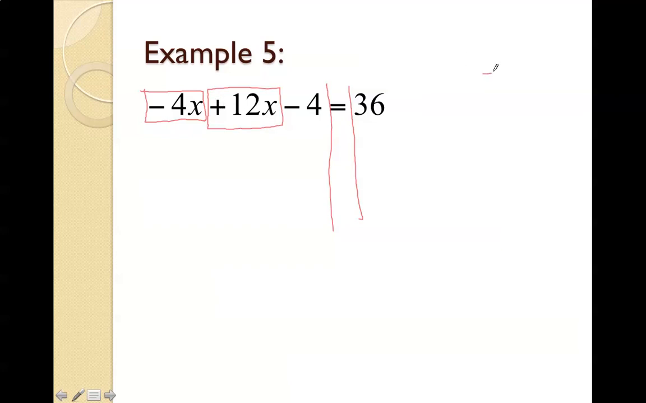If I just come over to the side, negative 4 plus 12, my signs are different, so I'm going to subtract. 12 minus 4 is 8. Take the sign of the larger number, so it is positive. So this becomes 8x. Bring everything else down, minus 4 equals 36. Now I can do my two-step equation. I notice that is not a special case, so I know I'm going to either add or subtract first. In this case, they are subtracting 4, so I want to do the inverse, the opposite, and add 4 to both sides.